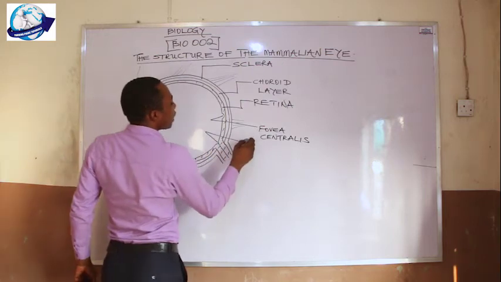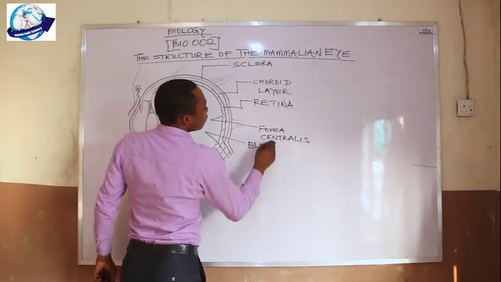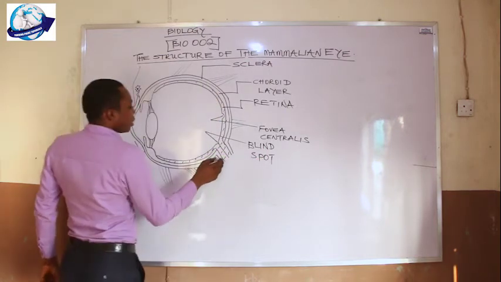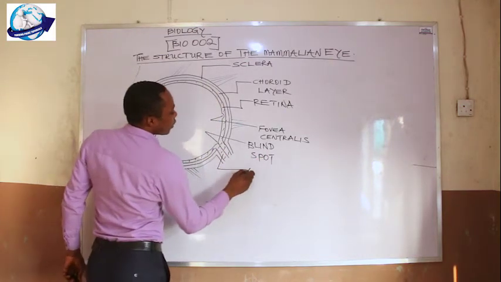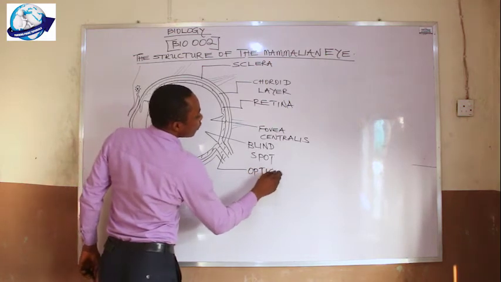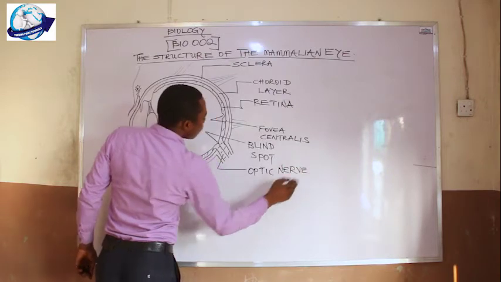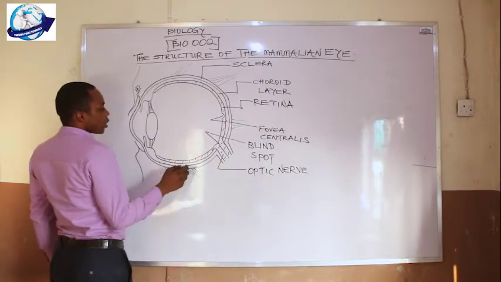Right here we have the blind spot. Then here we talk about the optic nerve that leads to the optic lobe of the brain. The optic nerve connects straight to the optic lobe of the brain, where the impulses are interpreted.